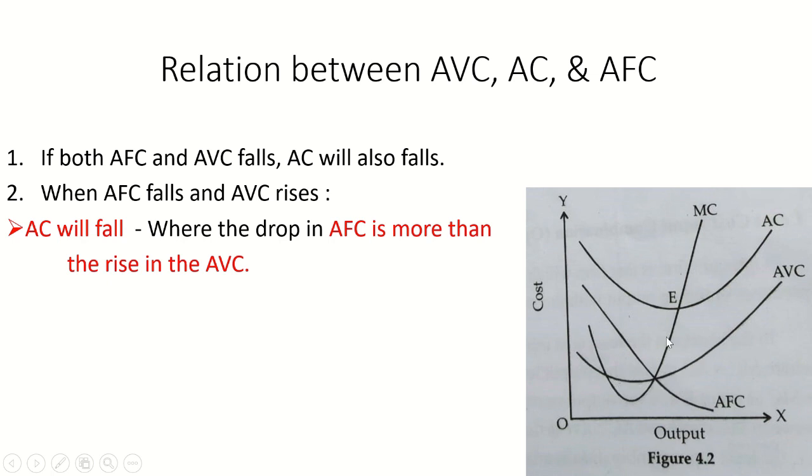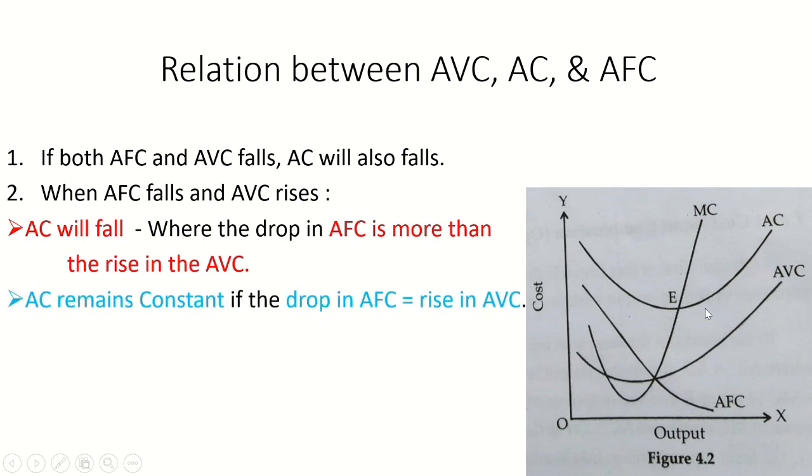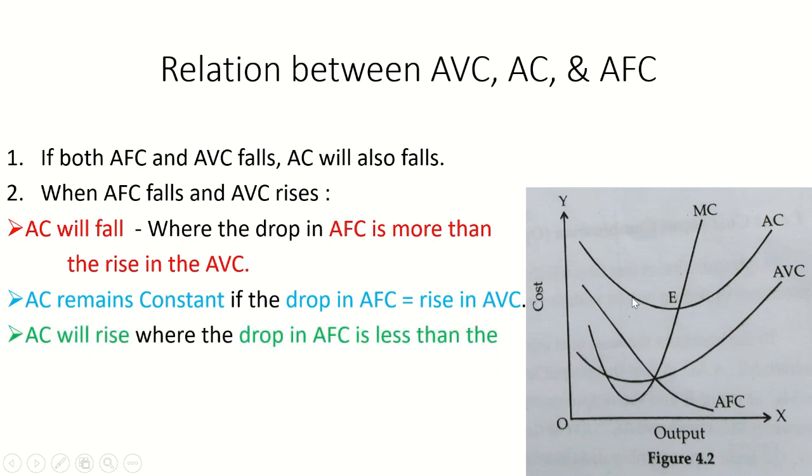At that time the AC will fall. Second is that AC remains constant. In this area the AC remains constant. Actually, if the drop in the AFC and the rise in the AVC is equal, we can see that the AC is constant. And the third point is that AC will rise.